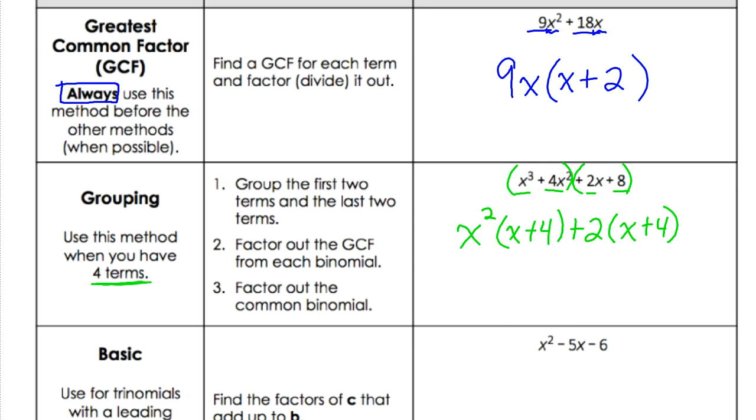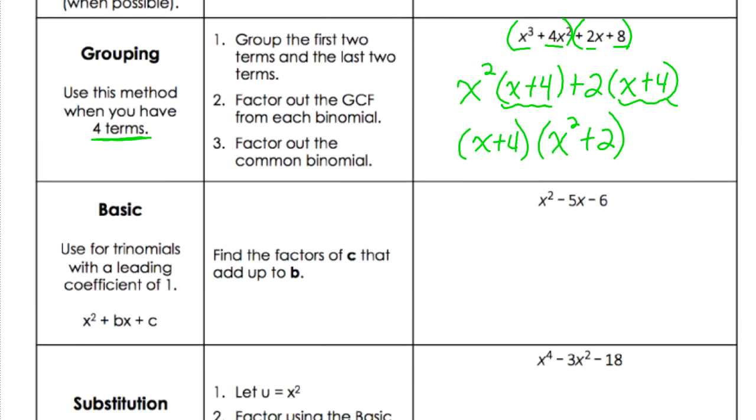So then the last step is to factor out that common binomial. So the common binomial is x plus 4. We're going to factor that out. And then we're going to write what's left over in a second set of parentheses. So we factored that 4-term polynomial by grouping. If we multiply those back together, we'd be right back where we started.